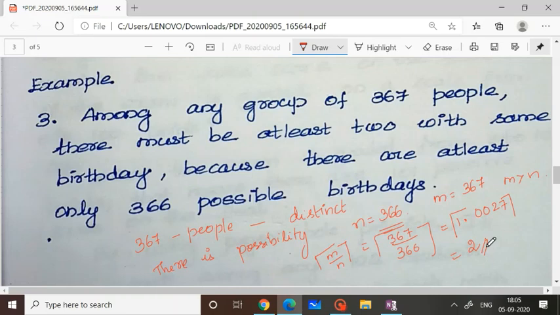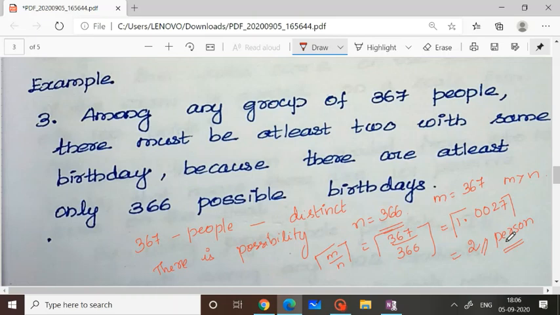So the ceiling means the nearest value, which means that there are at least 2 persons with the same birthday. They are celebrating their birthday together. So 367 people are distinct, and there is a possibility that at least two have the same birthday. So on one day, two persons are celebrating their birthday, and all the others are many.